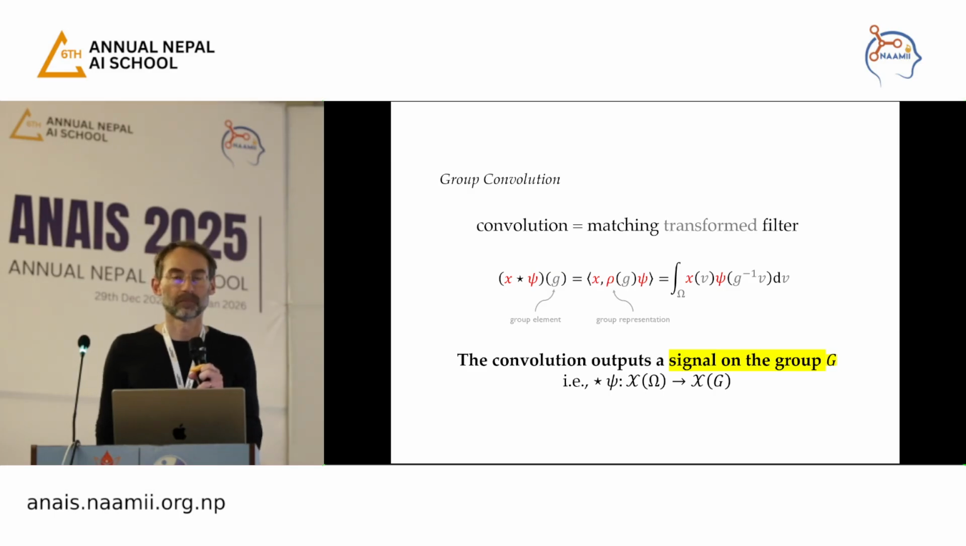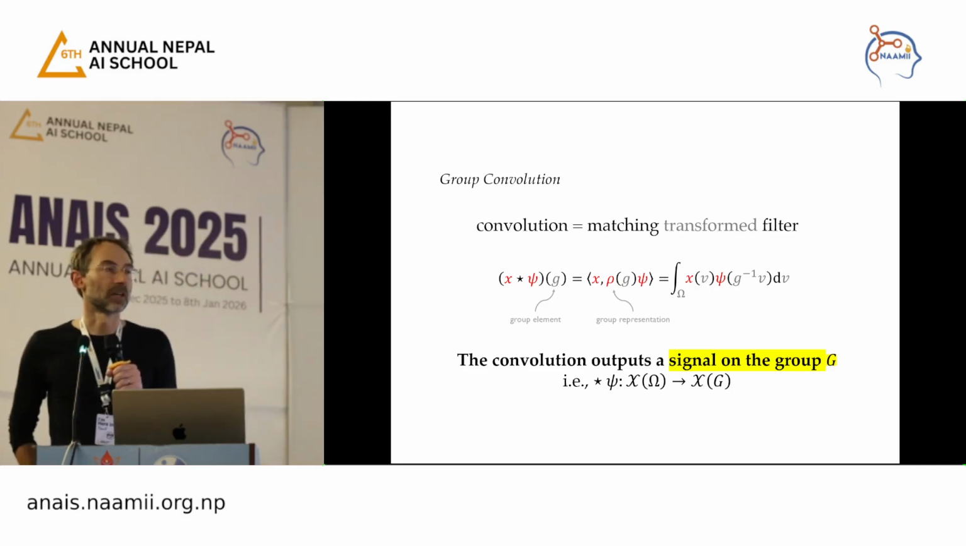The convolution goes from the original signal space to the group space. Yep, in this case. Is there any intuition into why that matters for convolution? It's not very clear.